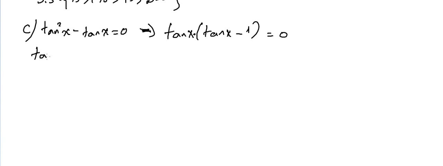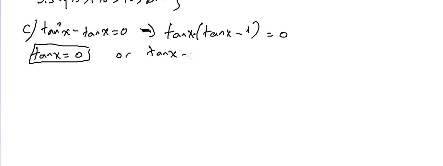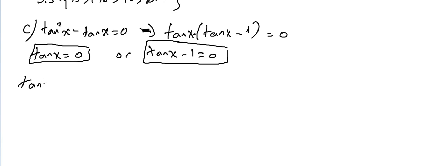Here we have two problems now. Either the first one, tangent x equals 0, because two factors multiplied is equal to 0, or the other factor, tangent x minus 1 equal to 0. So two different problems. The first one, tangent x equals 0, I have to change the 0 to tangent something. What tangent? This gives me tangent 0 degree, because tangent 0 is 0.